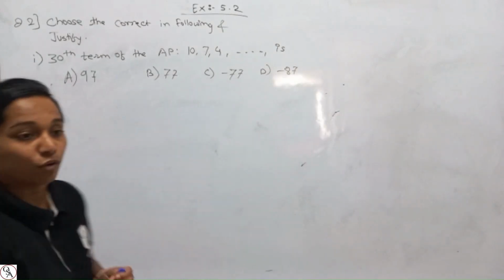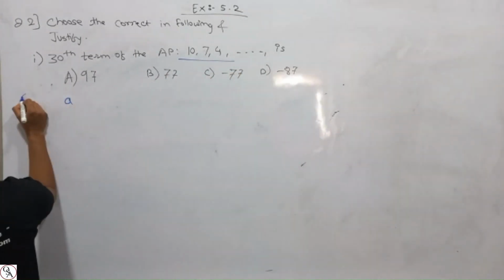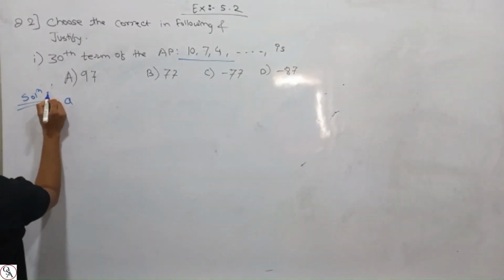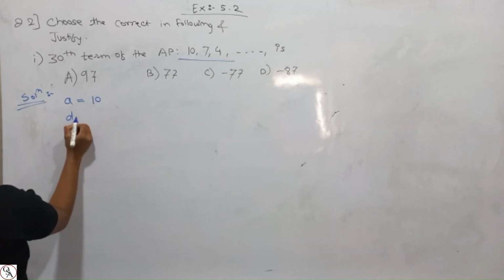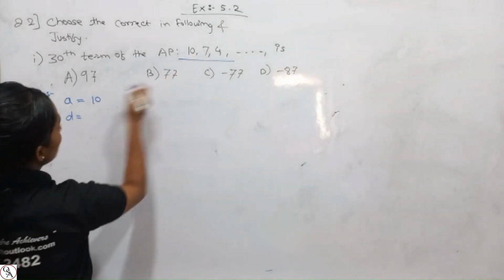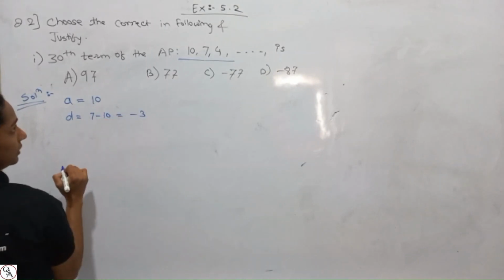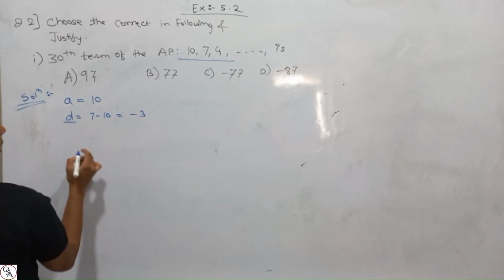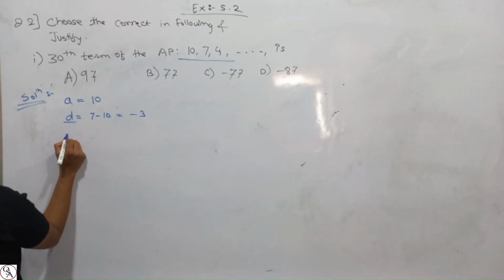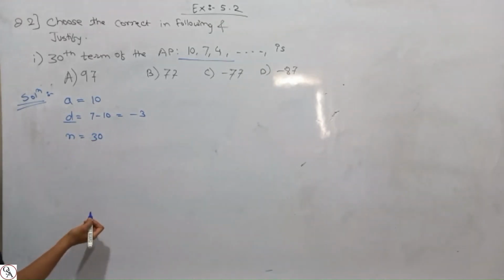Okay. So from the given AP, what we understood is that the first term is nothing but 10. The distance, how can we calculate? Term 2 minus term 1. Okay. 7 minus 10 is nothing but minus 3. So here, this is how we got the distance. Also 30th term, n is nothing but 30. Okay. So how can we calculate?